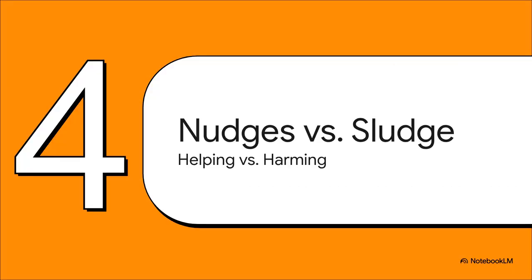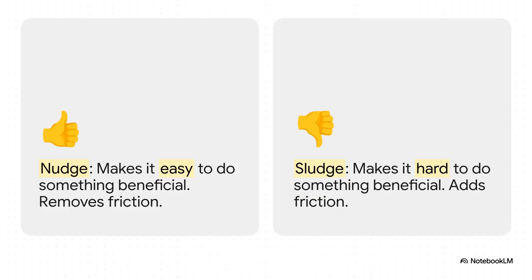Now, all of this nudging sounds pretty good, but choice architecture isn't always used to help us. The authors also talk about the dark side of this, and they have a perfect name for it: sludge. The difference is really simple. A nudge makes a good choice easy by getting rid of friction. Sludge does the opposite. It adds friction. It throws up roadblocks, like confusing forms or hidden buttons, to stop you from doing something you probably want to do.